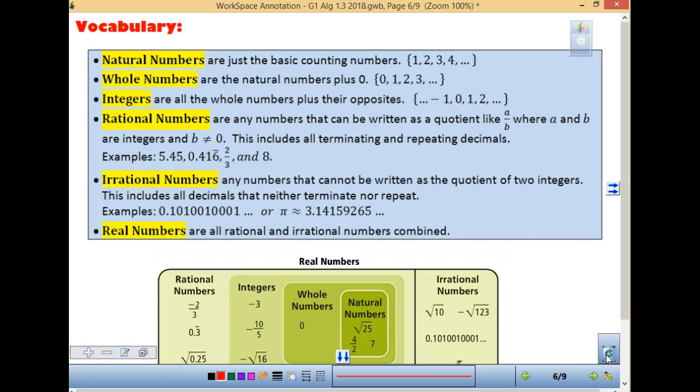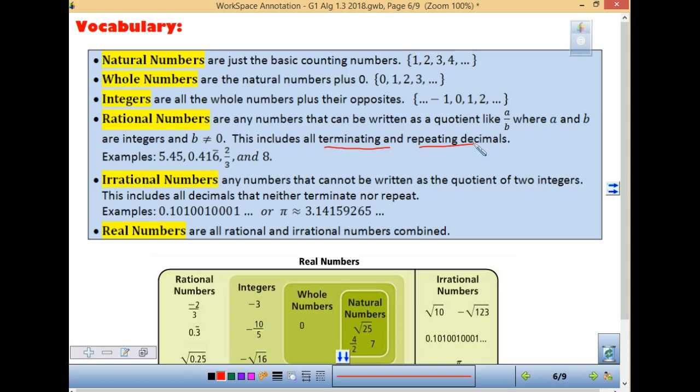A rational number is simply any number that can be written as a quotient, just means as a fraction, a over b, where a and b are integers and b can never be 0. The reason b can't be 0 is, what happens if you divide by 0? Undefined, right? So this includes terminating and repeating decimals. I'll often have people tell me that terminating and repeating decimals are irrational numbers. They are not. Every repeating decimal can be written as a fraction. 0.3 repeating can be written as a fraction. It's 1/3, right? And if the decimal ends like 0.25, you can write it as a fraction. It's 1/4, right?